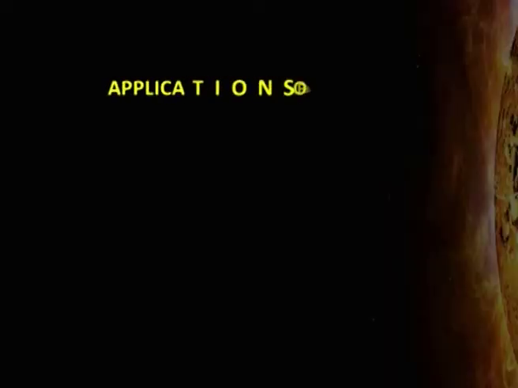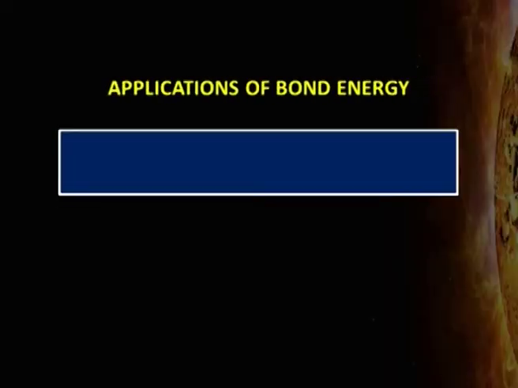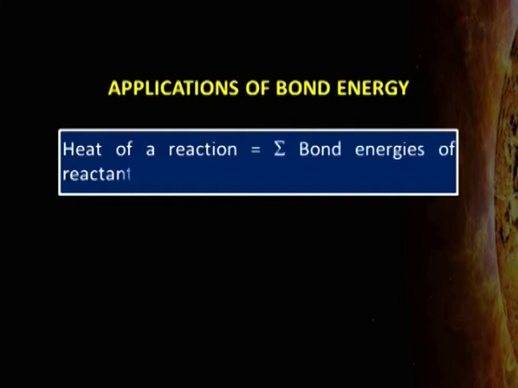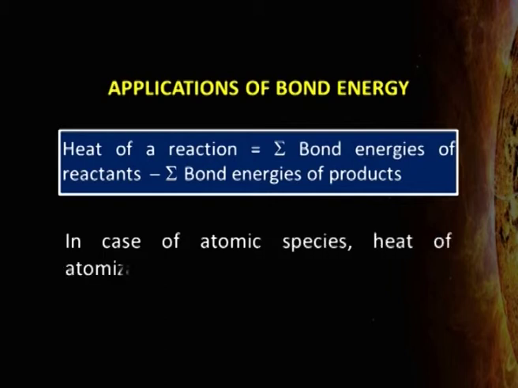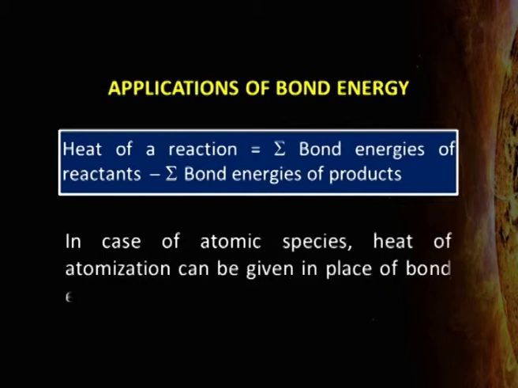Now, we will discuss some applications of bond energy. Bond energy data can be used to calculate the heat of reaction. Heat of reaction will be equal to the sum of bond energies of reactants minus the sum of bond energies of products. In case of atomic species, heat of atomization can be given in place of bond energies. Here is an example to calculate the heat of reaction with the help of bond energies.